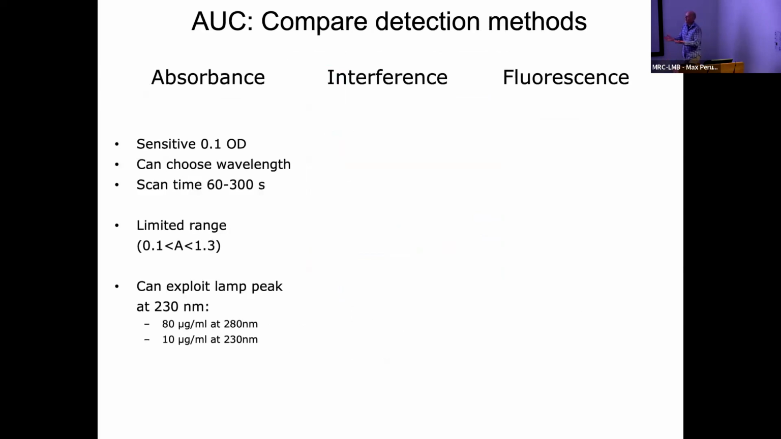So, 3 different detection methods. Which do you choose? Well, absorbance is very sensitive. It's got a limited range, but because we use xenon lamps, there's a peak at 230 that you can exploit, and so you can get down a bit further in concentration range.